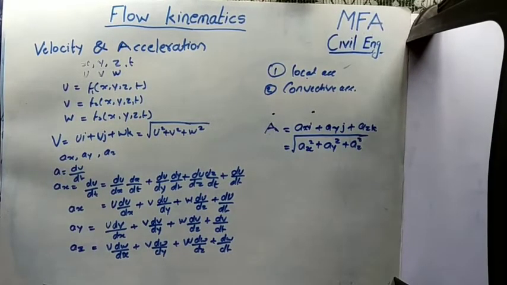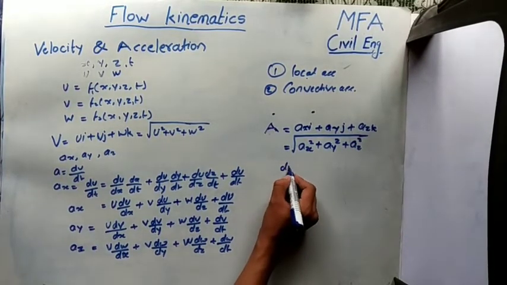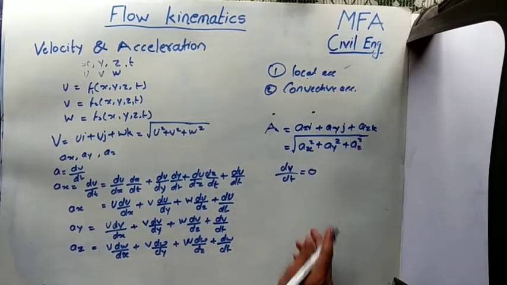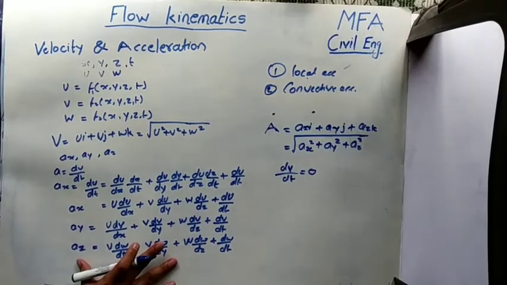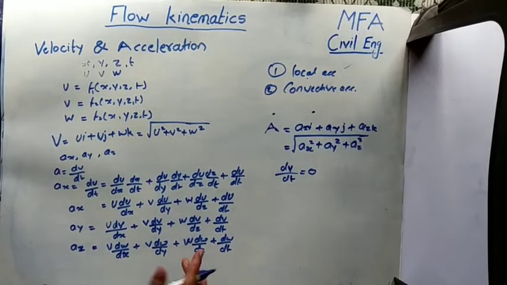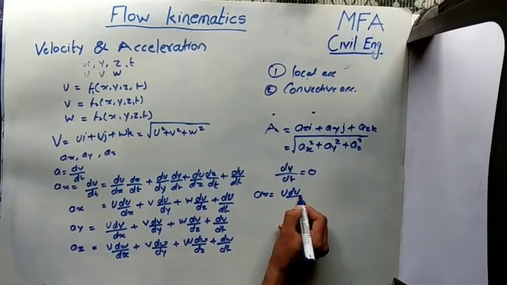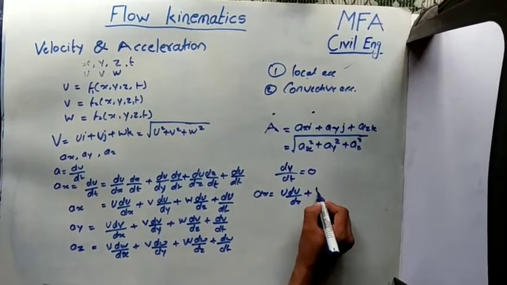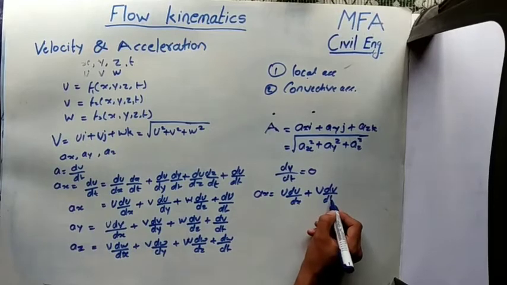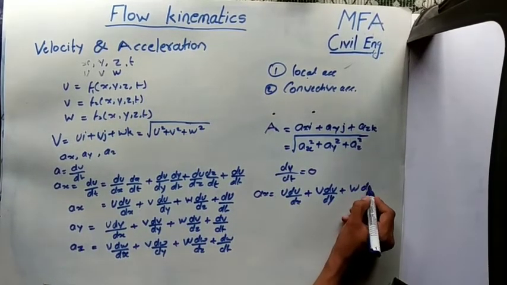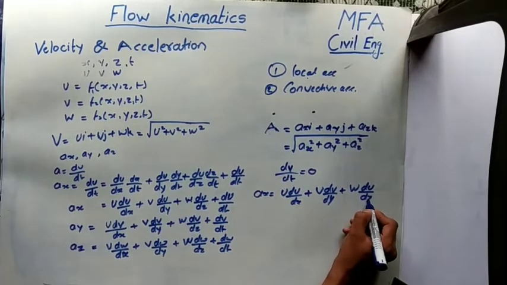For a steady flow, the rate of change of velocity, that is du by dt, is equal to 0. Now the acceleration components in the x, y, z directions become ax, which is equal to u into du by dx plus v into du by dy plus w into du by dz.